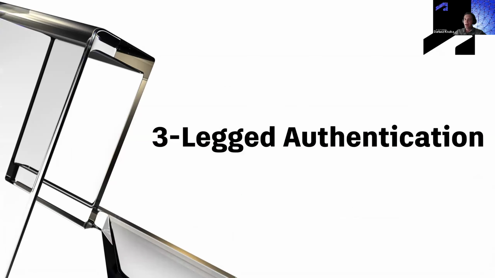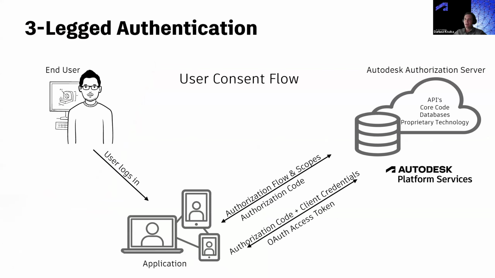Now when we jump to the three-leg authentication, it's a bit more complex because it also involves the end user. Let's have a look at this diagram. Your application redirects the user to log in using their own Autodesk Construction Cloud credentials, and the user grants consent. So the user states with their credentials, yes, it is me, I want to access the data from the server. Then the application exchanges the authorization code along with the client ID and client secret to get the access token. And the token is used for any API calls in the future.